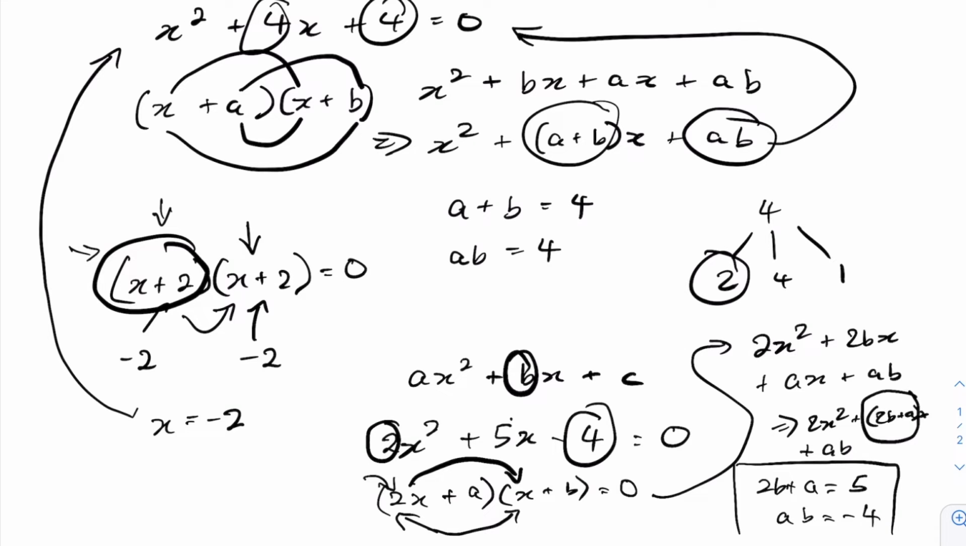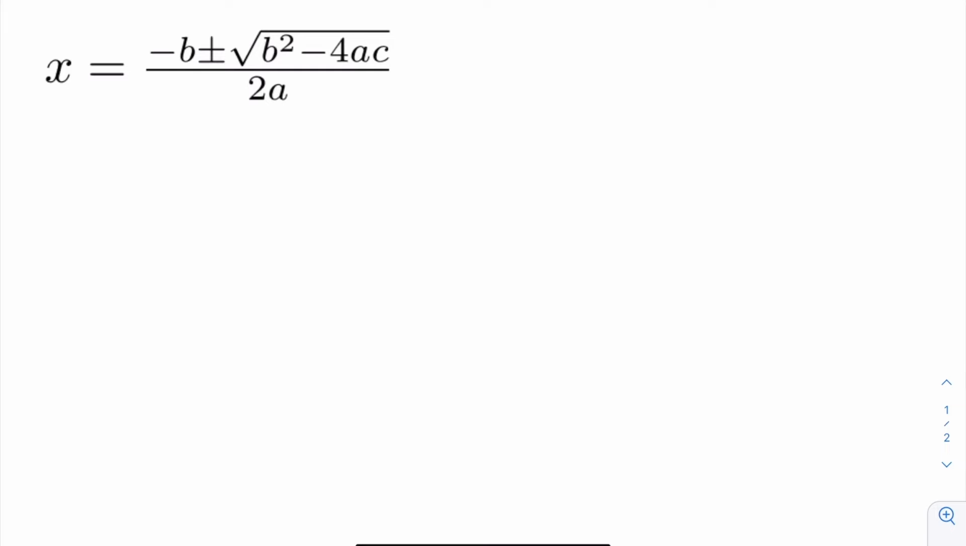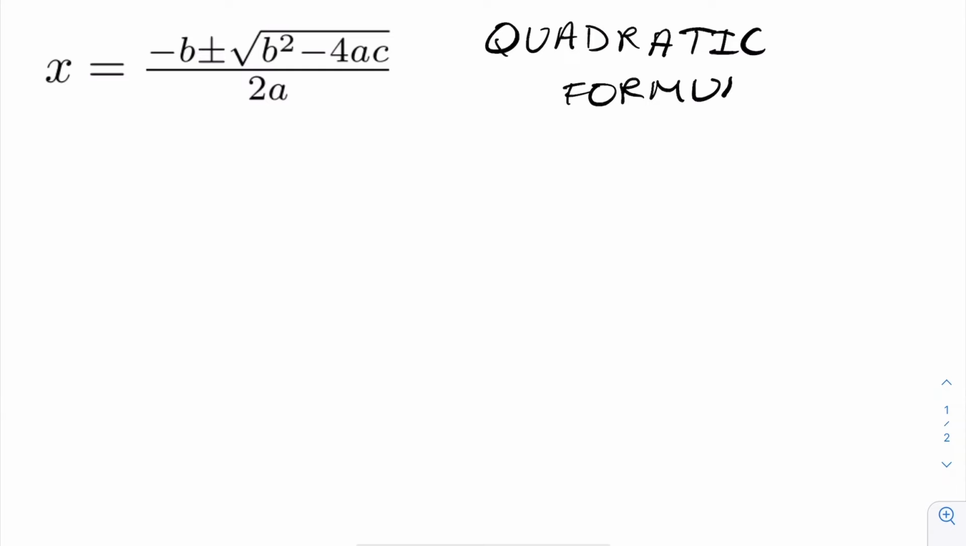Okay, so we've got an equation up here. It says x equals, in the numerator, negative b plus or minus the root of b squared minus 4ac, and in the denominator it says 2a. So you might be wondering, what on earth is this? Like, it just randomly appeared? Well, this is actually known as the quadratic formula.